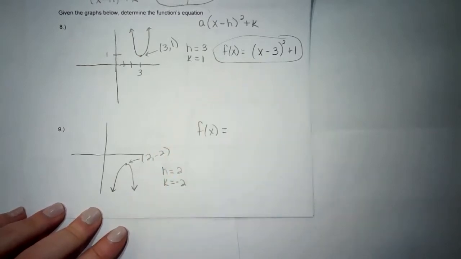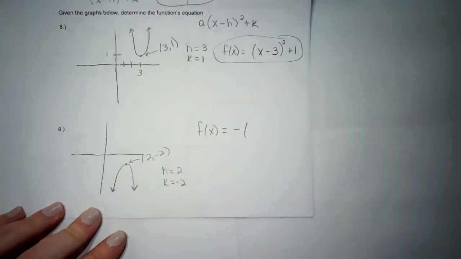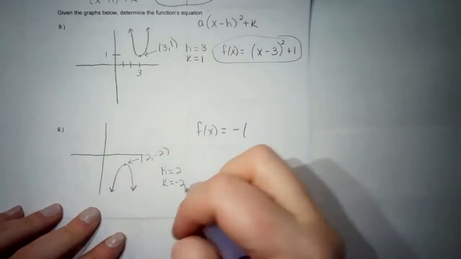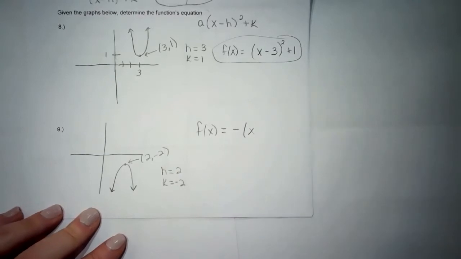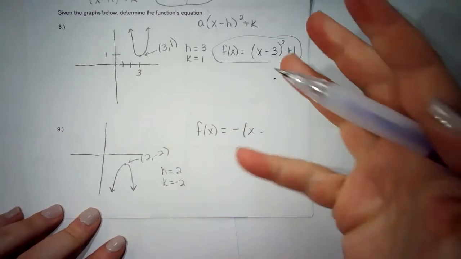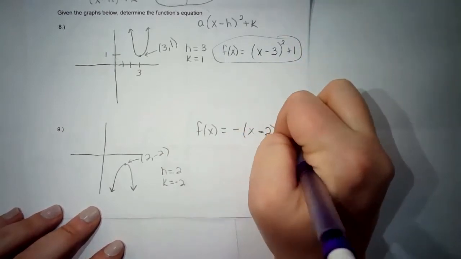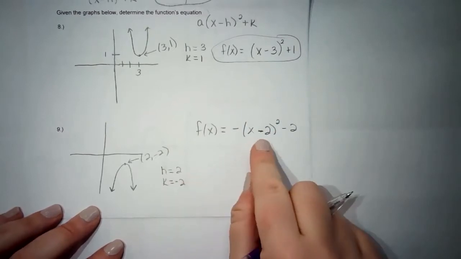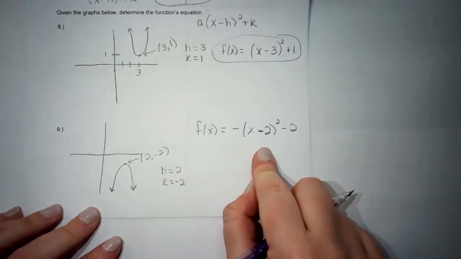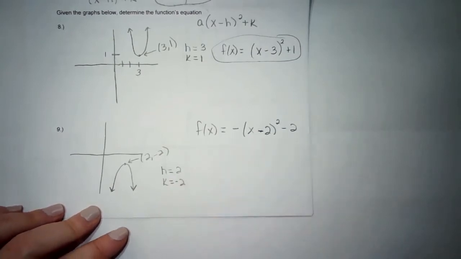All right, now I'm opening down. So what should be the first thing I write? Negative, or negative 1. If you want to put in a negative 1, you can, but make sure that you account for the shape. Is it up or down? It's down, so we're going to do a negative. Okay, my h is 2. So what's going to go in the parentheses? Minus 2. My k is minus 2. So what's going to go outside? Minus 2. What if my h was negative 2? What will go in the parentheses? Plus 2. Okay, so remember, h is the opposite there.